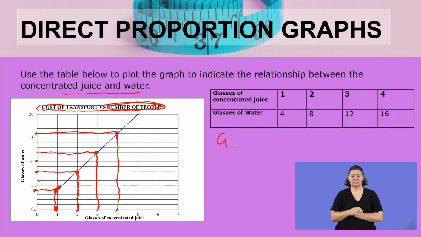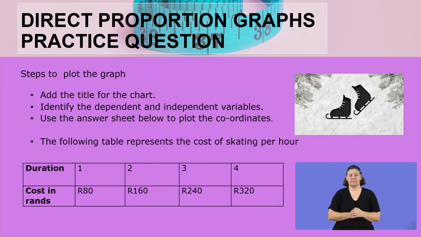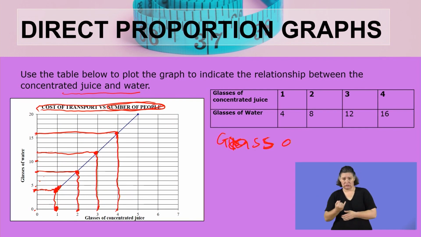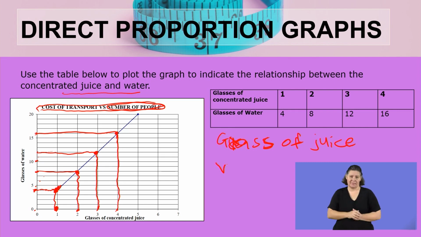So now we need to give the most relevant heading. The most relevant heading that we are going to have is going to be glasses of concentrated juice. I would like to write my heading here. Let me go back. Sorry. The glasses of juice versus glasses of water. Actually, we should put that in plural, of water.